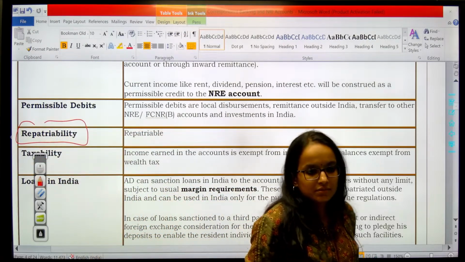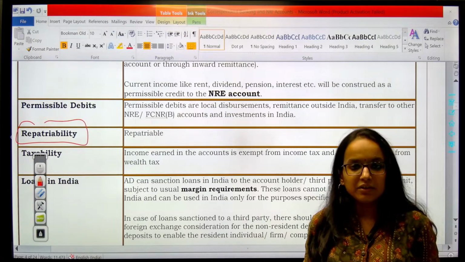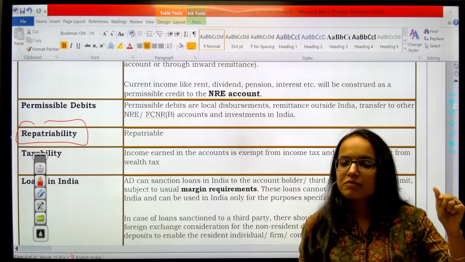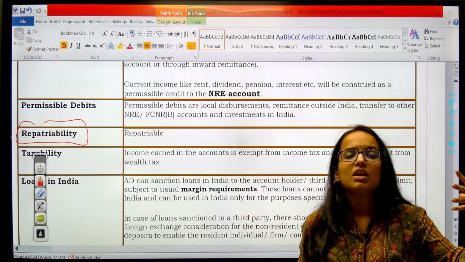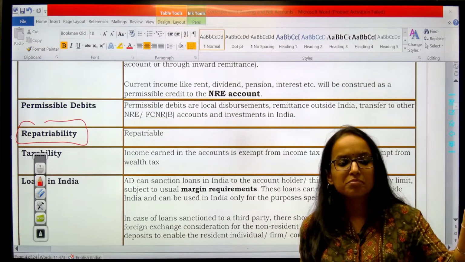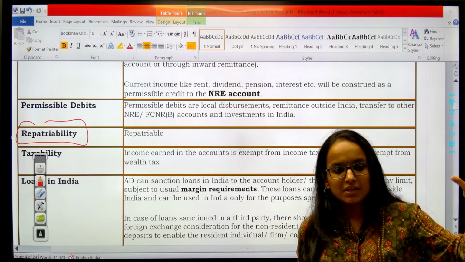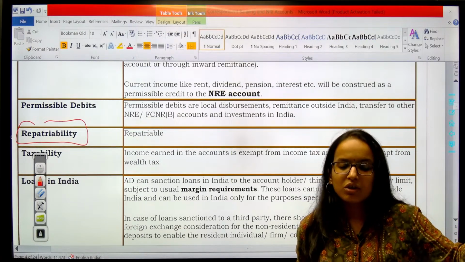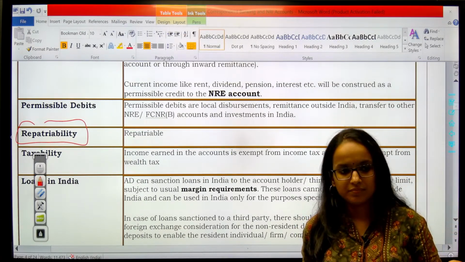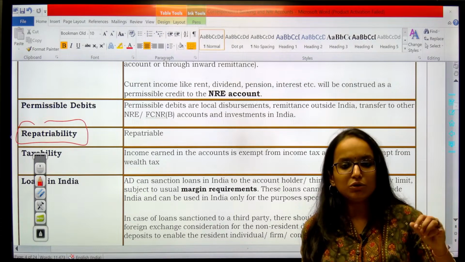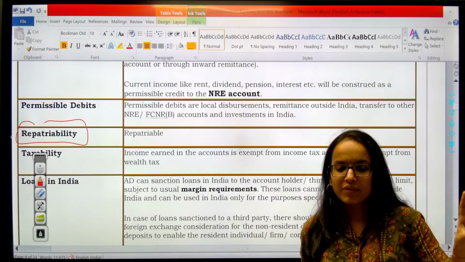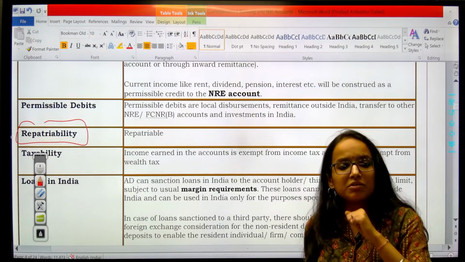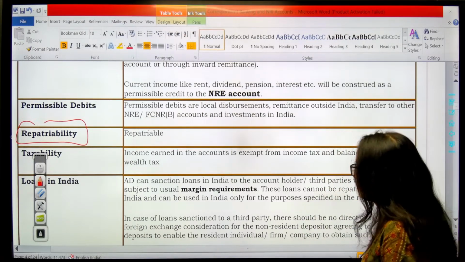Now, when we talk about repatriability, are the funds in this account repatriable? What is repatriability? Repatriability of something, be it a person, a thing, or money, means you are able to send back that particular person or thing to its source of origin. Ability to send something back to its source of origin is your repatriability. So is repatriability allowed in this account? Yes.